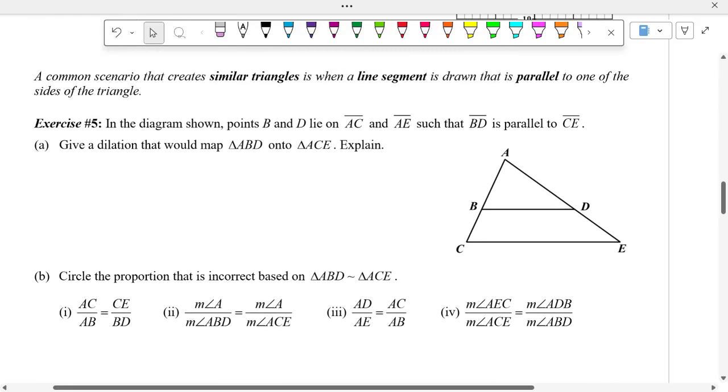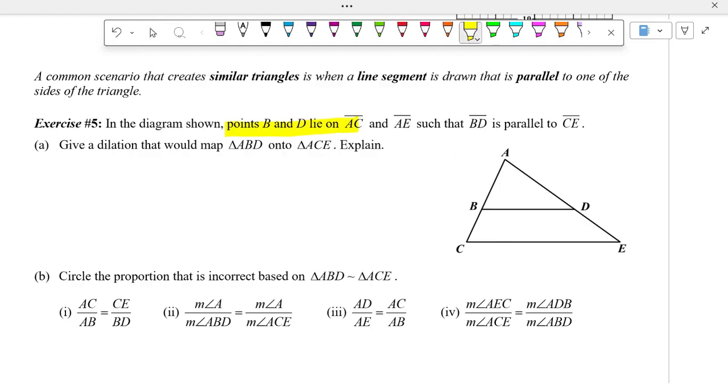Now, this last exercise. All right. Points B and D lie on AC and AE such that BD is parallel to CE. So they're saying that these two are parallel to each other. Now, it's not mid-segment theorem because if you look, these are clearly not on the midpoints. Point D is not on the midpoint of AE and point B is not on the midpoint of AC. All right. So we can't really use mid-segment theorem.